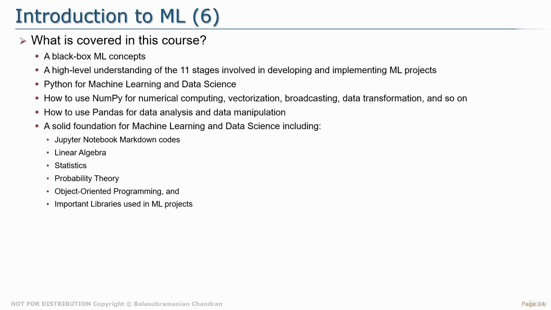What is covered in this course? Black box ML concepts, a high-level understanding of the 11 stages involved in developing and implementing ML projects, Python for machine learning and data science, how to use NumPy for numerical computing, vectorization, broadcasting, data transformation, and so on, how to use pandas for data analysis and data manipulation, a solid foundation for machine learning and data science including Jupyter Notebook Markdown codes, linear algebra, statistics, probability theory, object-oriented programming, and important libraries used in ML projects.